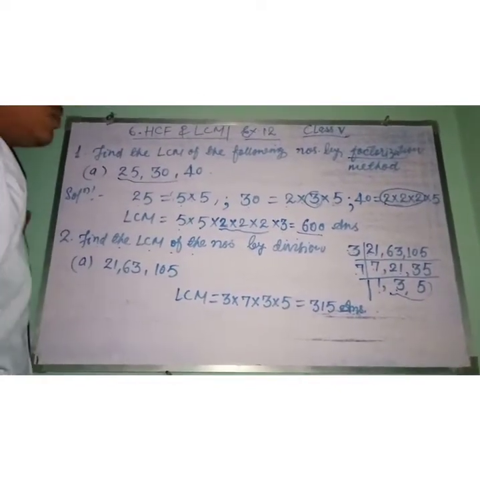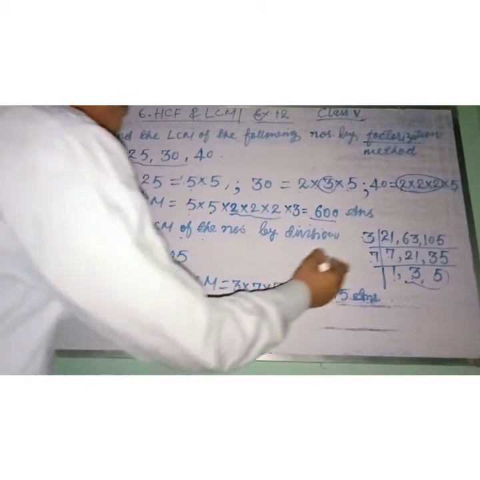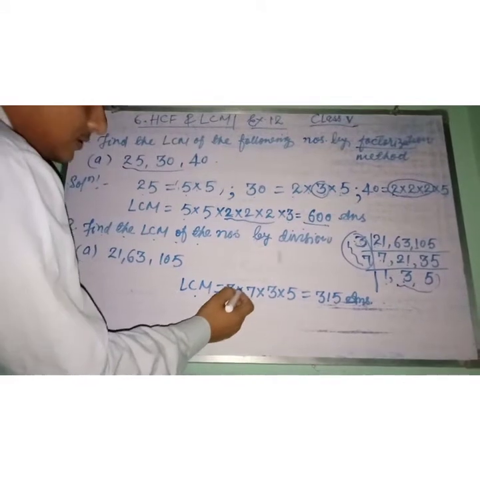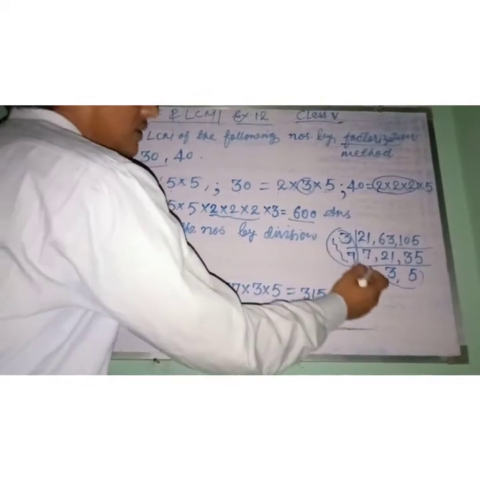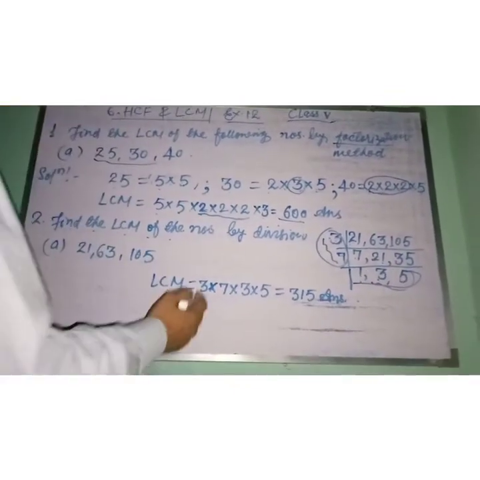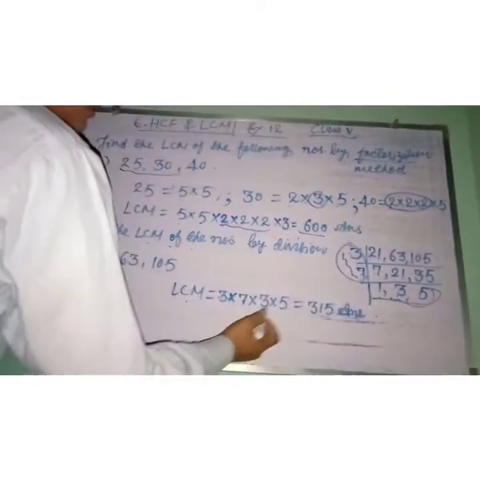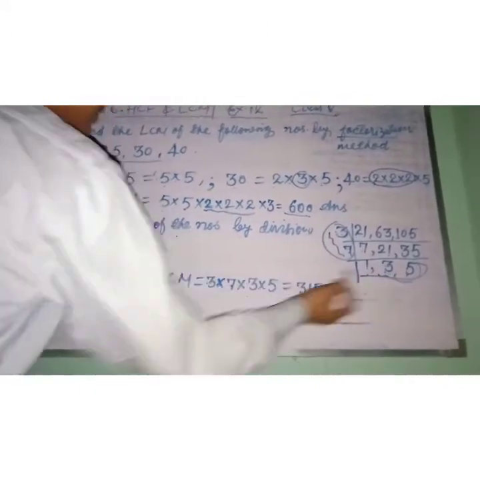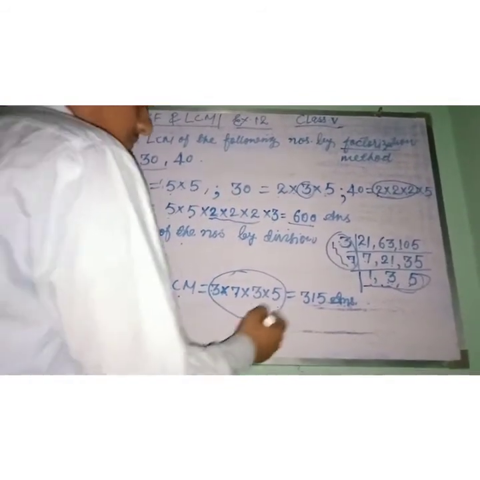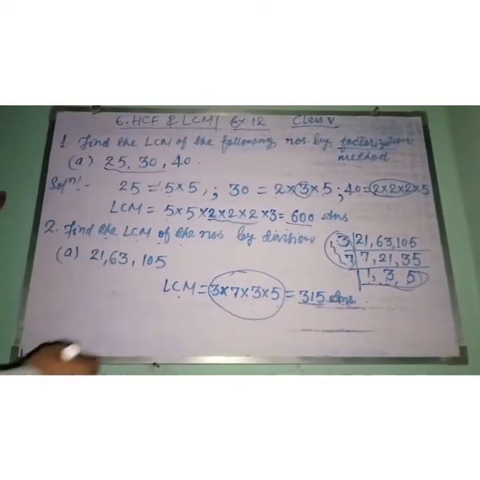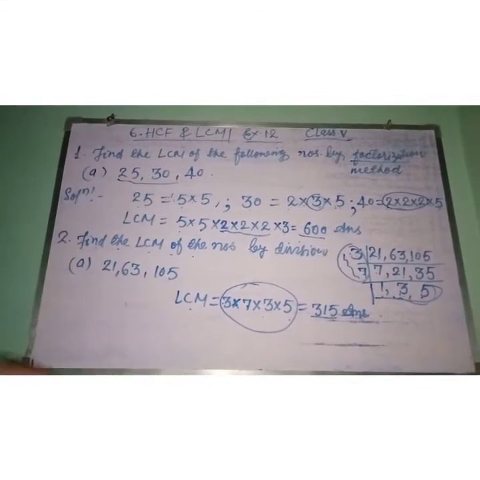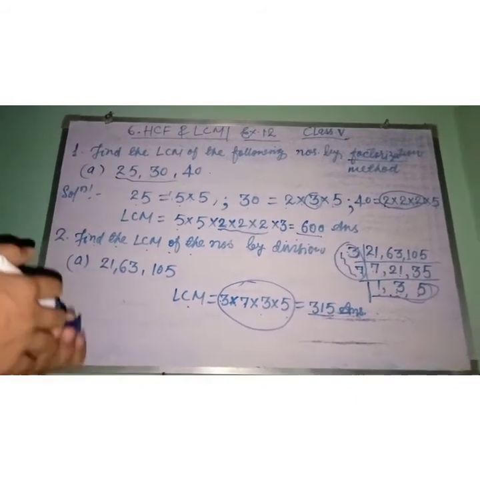Now we have to write the LCM. Here are all the division numbers. Write the numbers as a product, all the numbers, here in the last row. Here 3 multiplied by 7, multiplied by 3 and multiplied by 5. If we multiply all these numbers, this gives us the LCM. That is how to find the LCM by division method, and this was the factorization method. Okay, I hope you will understand.